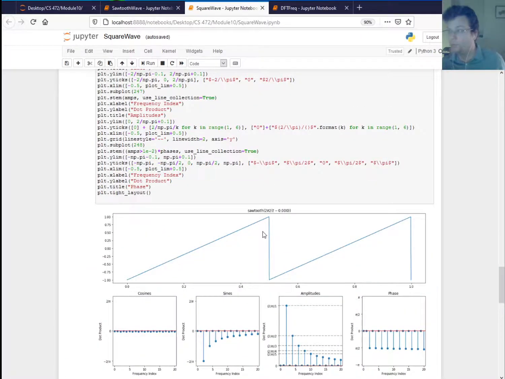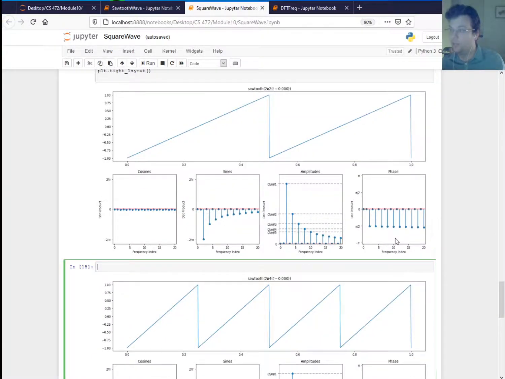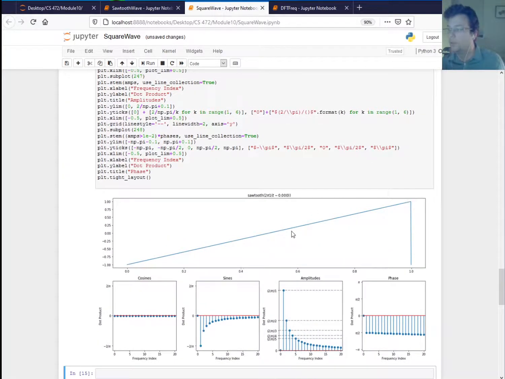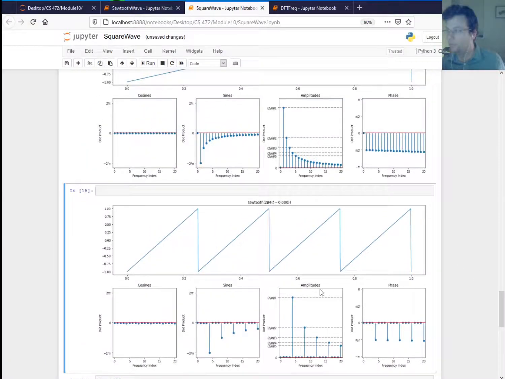If I make this only go through one period, then I would actually compress the frequency. So let me do that on this one real quick. If I make this only go through one period of a sawtooth, then everything got compressed. Okay, this goes through 4 periods, so actually this got expanded.